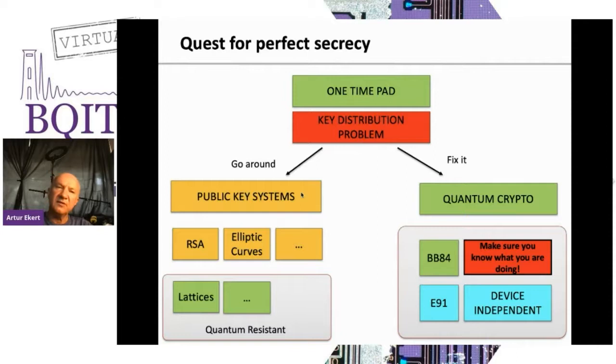The other direction, as you can see, is just to fix the problem. So take the one-time pad and fix the problem of key distribution. And here quantum physics comes to your rescue. We have quantum cryptography that is addressing this issue. It's kind of fixing the key distribution problem. And historically, there are a few ideas.